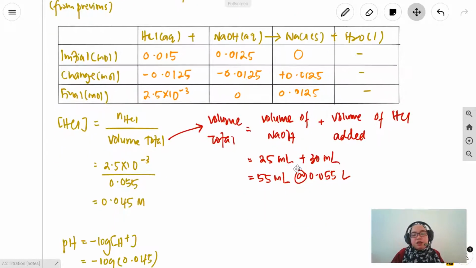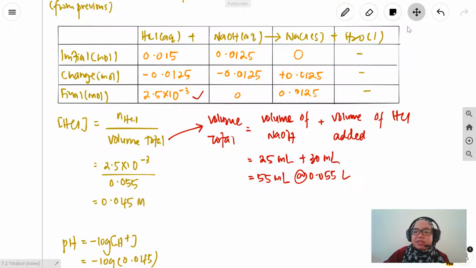Okay, so now kita nak cari pH kan? So kita kena cari concentration of H+. Okay, so dekat sini yang ada final ni adalah HCl. So we find the new concentration of HCl is equals to NHCl divided by volume total. So, volume total here is equals to volume NaOH plus volume of HCl added.